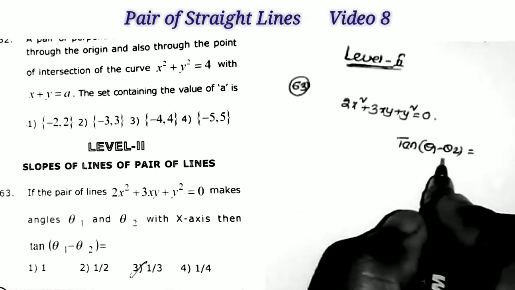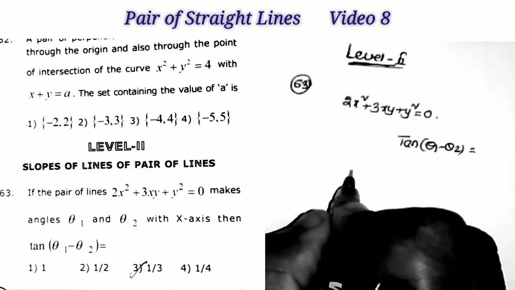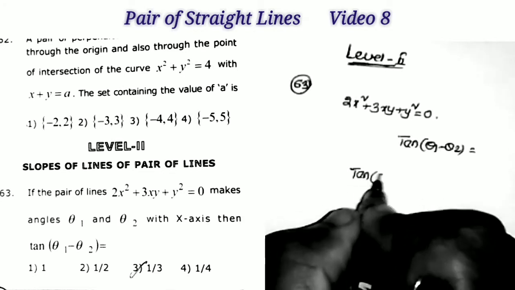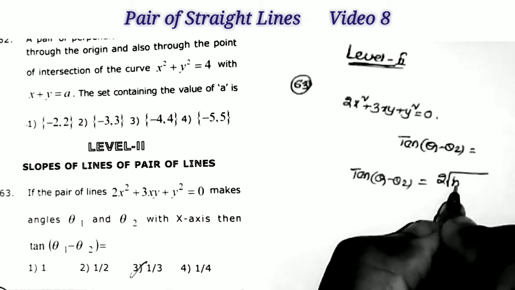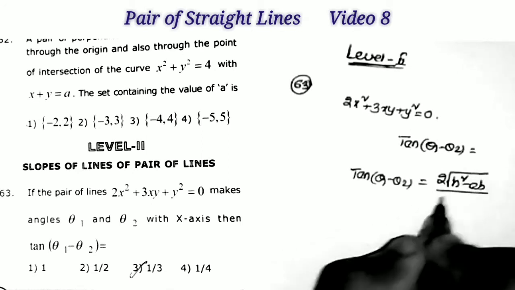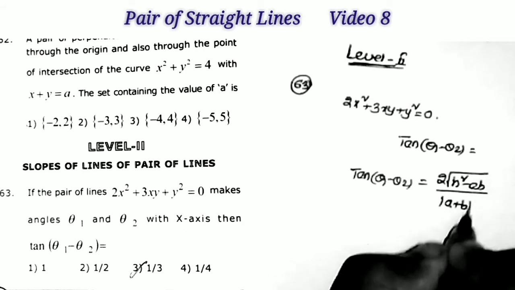Then what is this value? Tan of theta 1 minus theta 2. So here we have one direct formula. The formula for tan theta 1 minus theta 2 is equal to 2 root h square minus ab by modulus of a plus b. Okay.